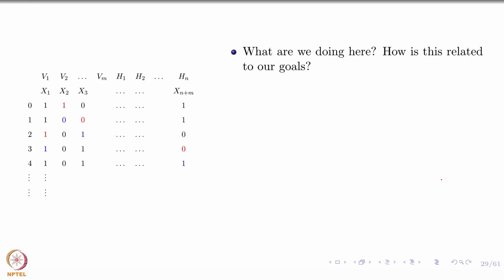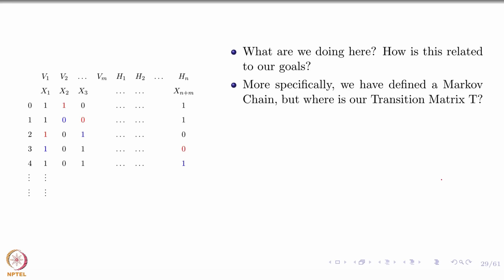So what are we doing here? How is all this related to our goals? Nothing is clear at this point, right? But we'll try to make it all clear. Now, we are violating the basic principle. To define a Markov chain, I need to give you the transition matrix. And I'm just shying away from that. I'm not giving you the transition matrix because I cannot give you one. Because I cannot give you 2 raised to n plus m cross 2 raised to n plus m values, right? Not in the duration of this course for sure. So that's why I'm not giving the transition matrix, but we'll have to get to the transition matrix actually.